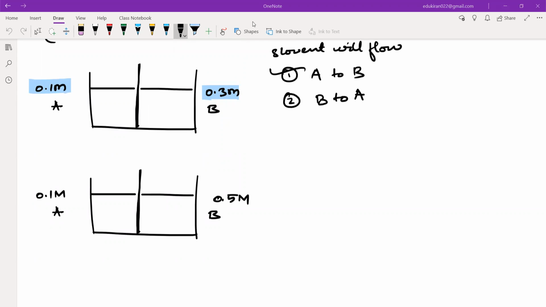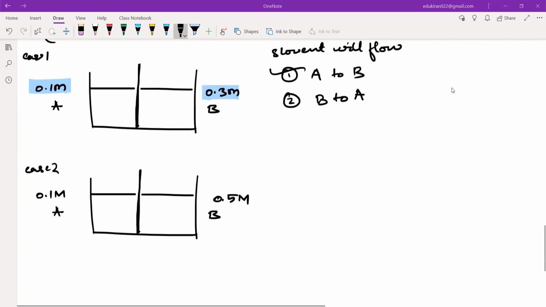In the second case, tell me. This is case 1, and in case 2, the solvent will flow from A to B, right? Huzaifa, you tell me. Yes, sir, A to B. Okay, fine.